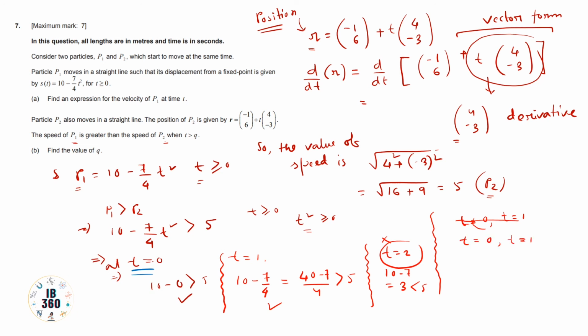So now the thing is, t must be greater than q. The values of t are 0 and 1, which must be greater than q. So the least value of t is 0. So q is minus 1 in integer form. So in this way you can get the answer: the value of q is minus 1.